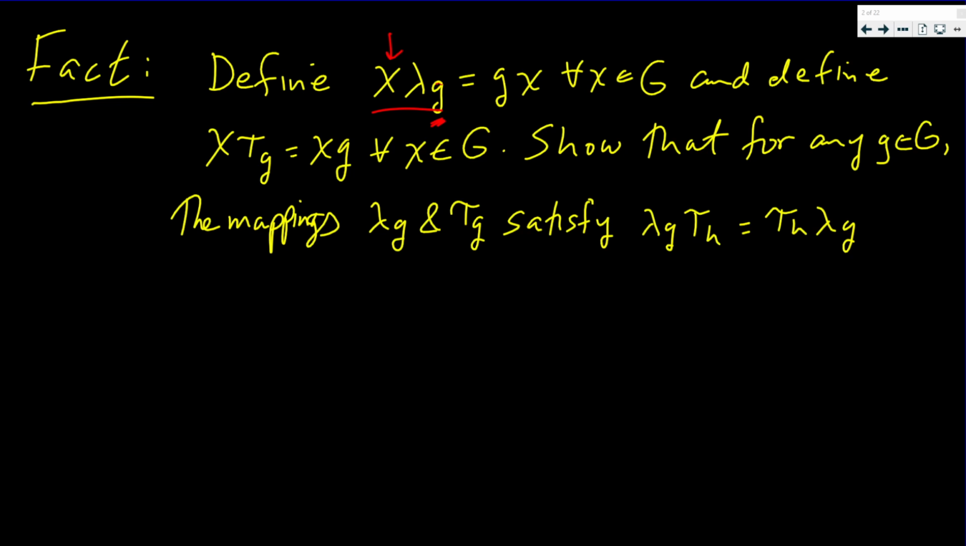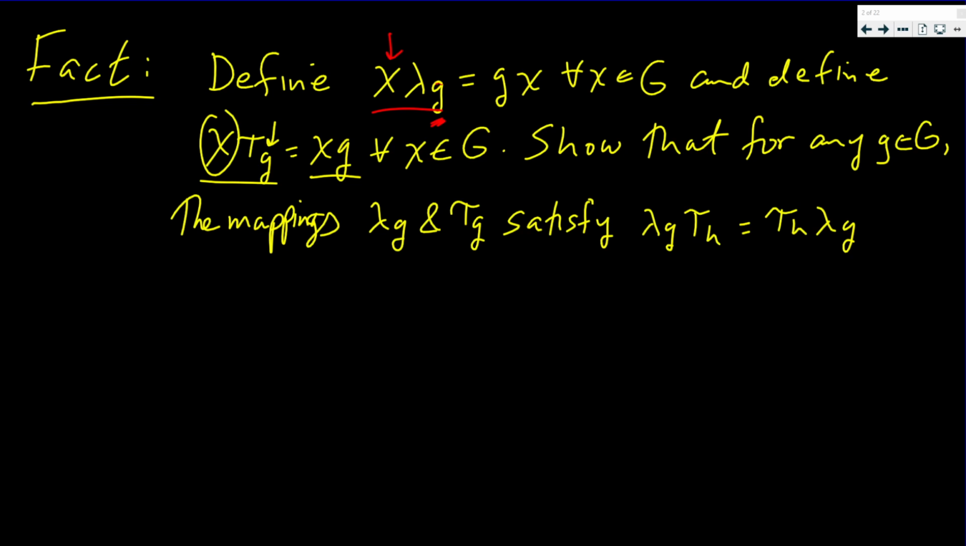And we also defined another mapping, tau sub g. Tau sub g acting on x is xg. That is, whatever this is, multiply on the right by g. And this is for all x in the group G.